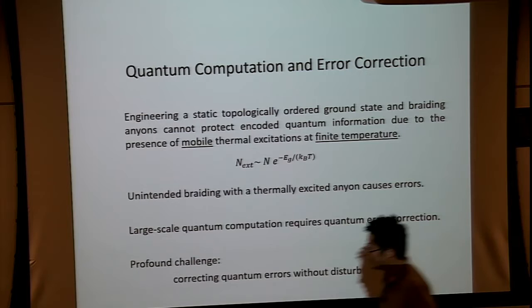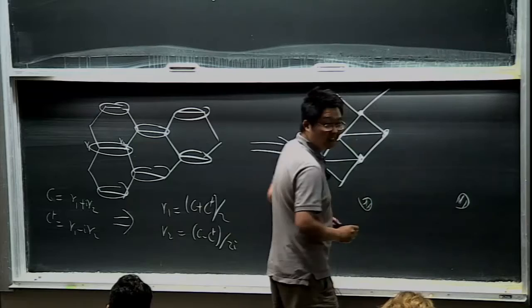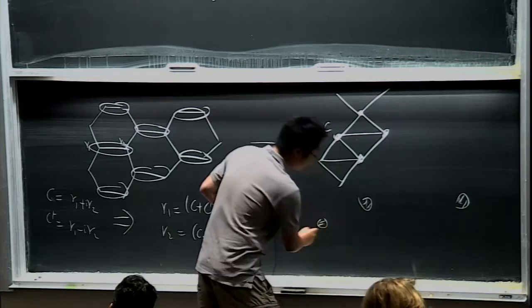And this kind of unwanted braiding causes errors. So what I'm saying is, suppose you have two Majorana modes. Let's say, a better way is, suppose you have two Fibonacci anions. Suppose we can engineer such a system. Then we can encode information in these non-abelian Fibonacci anions. Let's say, for example, these three form a topologically protected qubit.